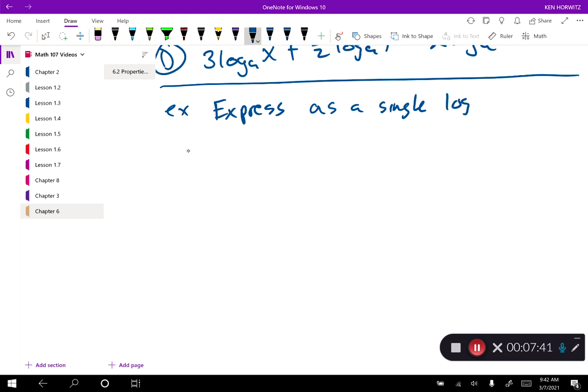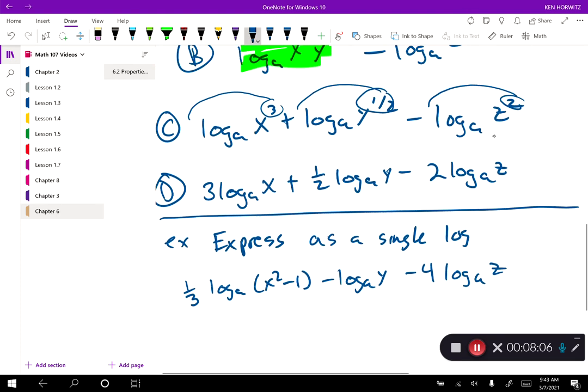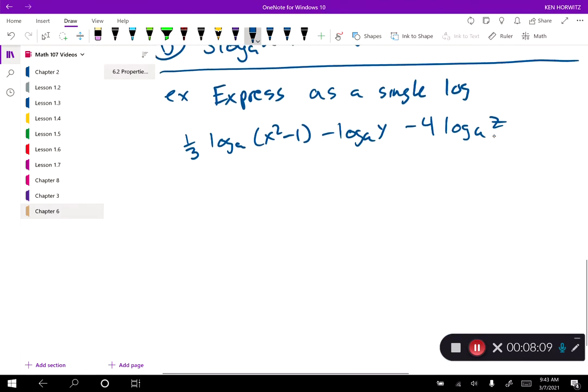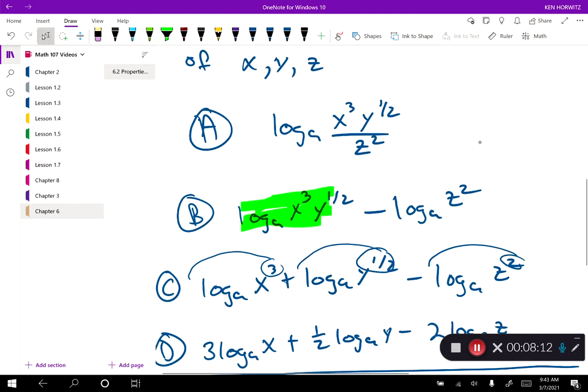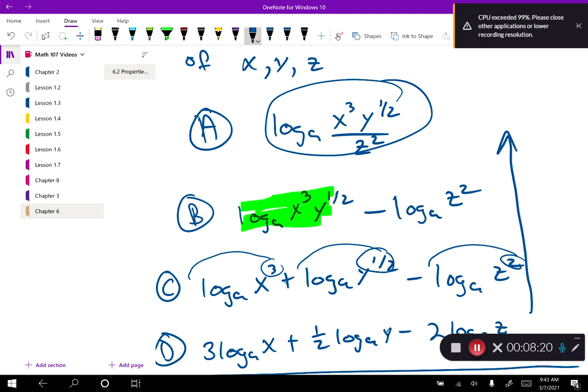I have 1/3 log base a of x squared minus 1, minus log base a of y, minus 4 log base a of z. So my logarithm has been expanded already. In a sense, if I were to make a comparison to the last example, this would be my answer. Basically, I would need to reverse my steps, and my goal is to get to that point.